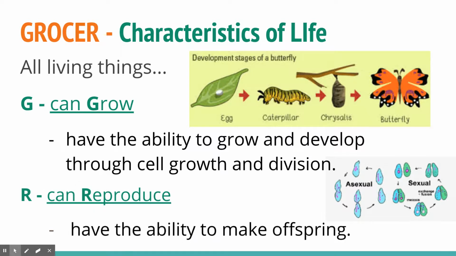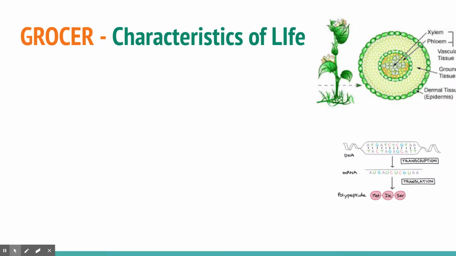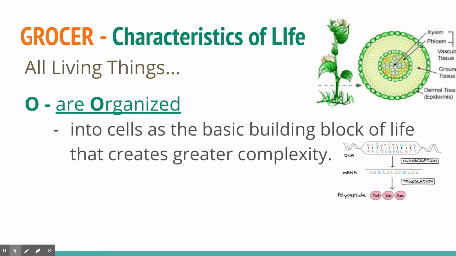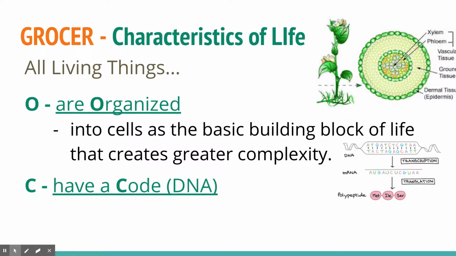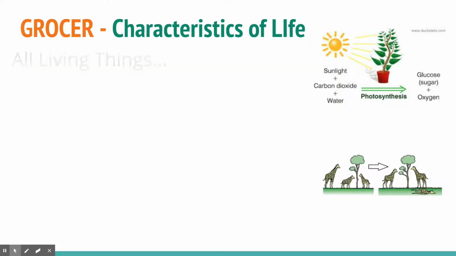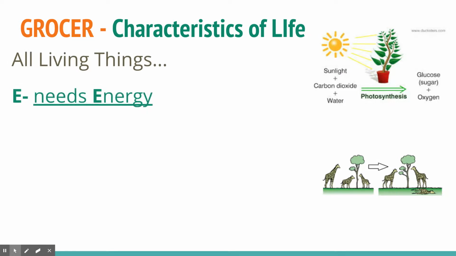So we have two types of reproduction, asexual and sexual. Bottom line is they have the ability to make offspring. All living things are organized, which means that they are organized into cells as the basic building blocks of life that creates greater complexity. They have a code, which is DNA, that gives instructions and controls the functions of the cells. All living things need energy.